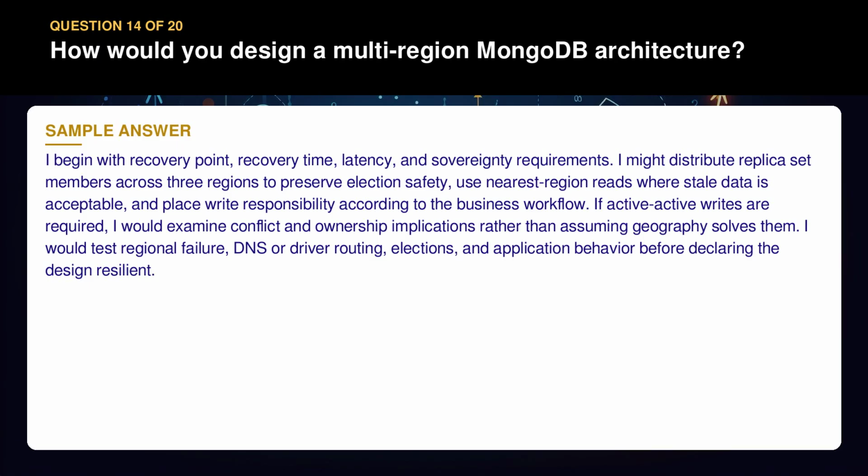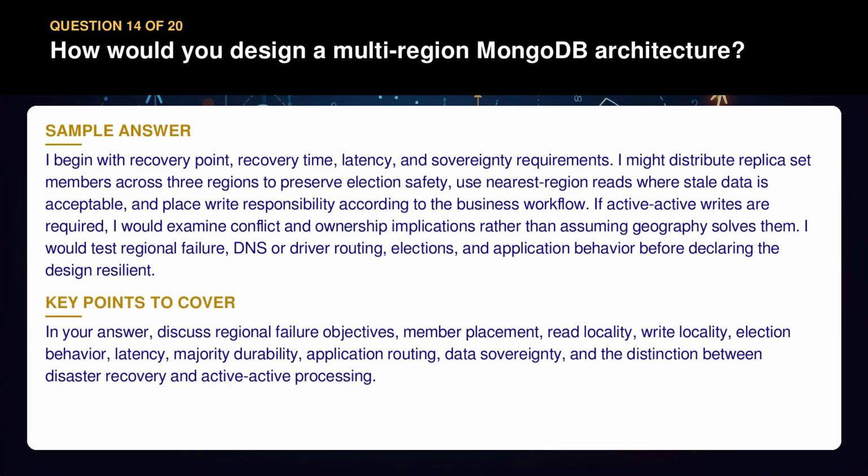I would test regional failure, DNS or driver routing, elections, and application behavior before declaring the design resilient. In your answer, discuss regional failure objectives, member placement, read locality, write locality, election behavior, latency, majority durability, application routing, data sovereignty, and the distinction between disaster recovery and active processing.